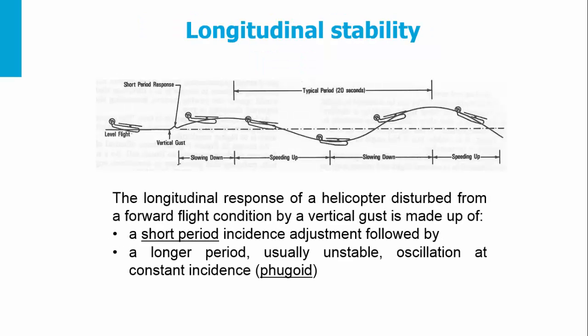So, concluding, longitudinal stability of a helicopter means that we have a helicopter disturbed from a forward flight condition by a vertical gust. So it is made up of a short period incidence adjustment followed by long period, usually unstable, oscillations at a constant incidence. This ends this part on longitudinal stability. So the short period and the phugoid mode.